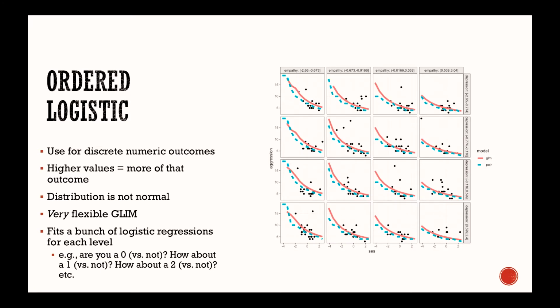Ordered logistic. So ordered logistic is a nice alternative to the gamma. It is, well-ish. The ordered logistic is great for discrete numerical outcomes, kind of like a Poisson or a negative binomial. And higher values mean there is more of that outcome. So it's an ordinal. Back in intro stats, we talked about nominal, ordinal, interval, and ratio scales. Well, ordered logistic is for the second category. So if you have Likert scale data or something like that, or even most measures in psychology, they probably do well to be modeled by an ordered logistic.